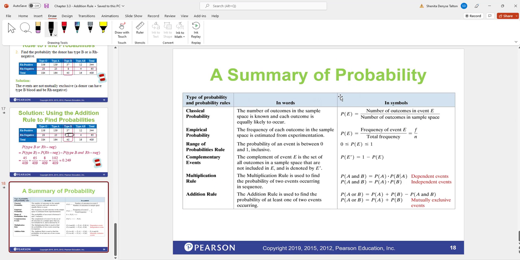So here's a summary of probabilities that we've gone on from the previous sections. Everything is in this table if you wish to refer to it. That's the end of this lecture.